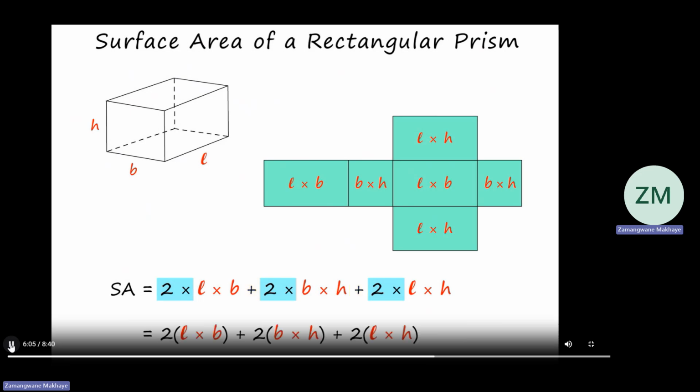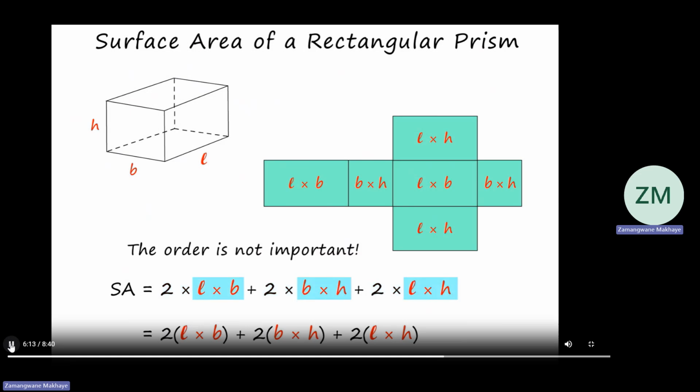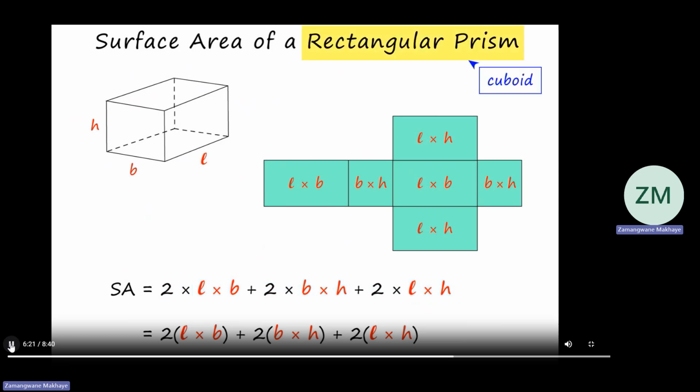Some people write brackets instead of multiply, because the 2 in front of brackets is just another way of writing 2 times. Please note, the order in which we write the combinations is not important, as long as we have all the combinations. Also note, some textbooks call a rectangular prism a cuboid, but we will call it a rectangular prism. You need to know and remember this formula. Please pause if you need to.